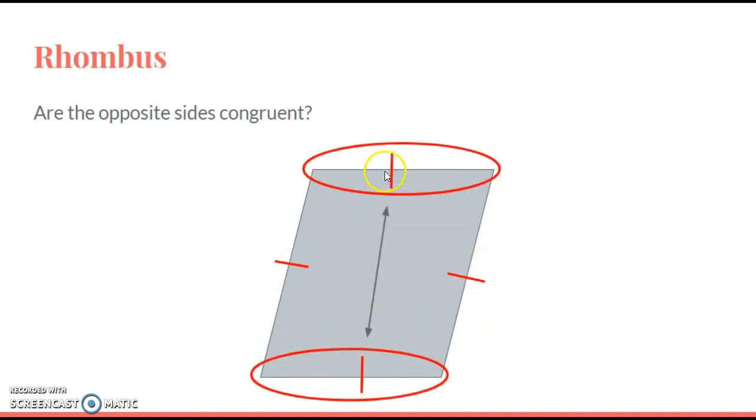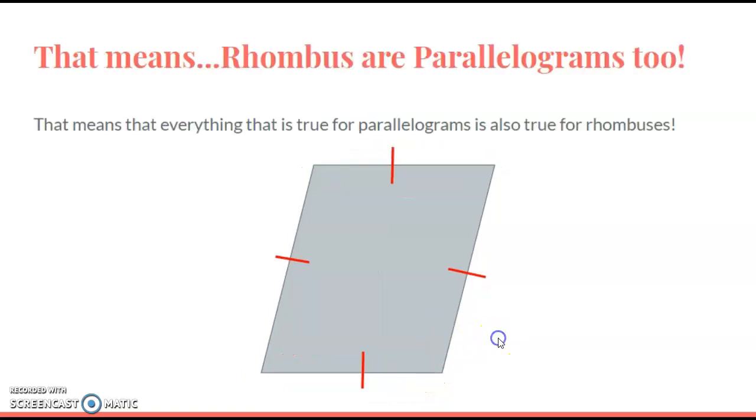What about the top and bottom? Again, this one has a mark, this one has a mark, so they must be the same length. They are congruent. So are the opposite sides congruent? The answer is yes, they are. So the rhombus has a property of a parallelogram. That means that rhombuses are parallelograms too. Again, that means that everything that's true for parallelograms is also true for rhombuses.